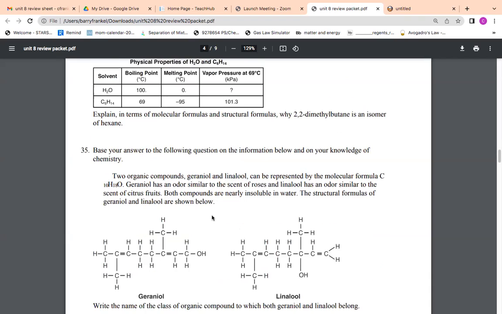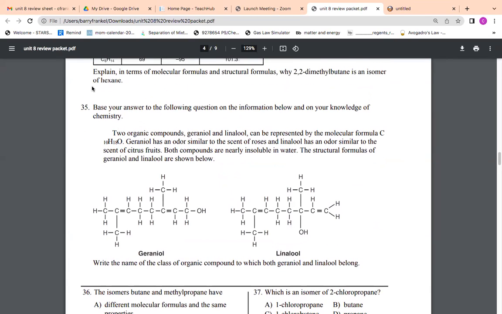Okie dokie. 35. So again, another one where they give you this text. So write the name of the class of organic compounds to which both geraniol and, I don't know how to say that one. Oh gosh. That thing. Okay, my bad.